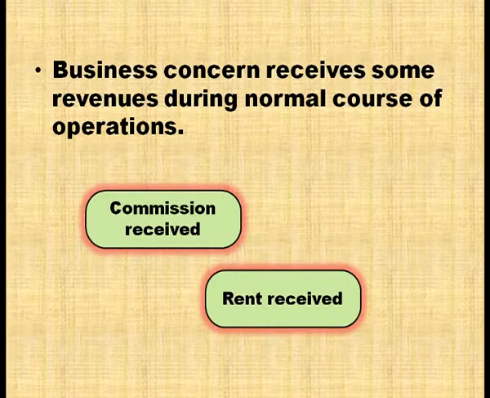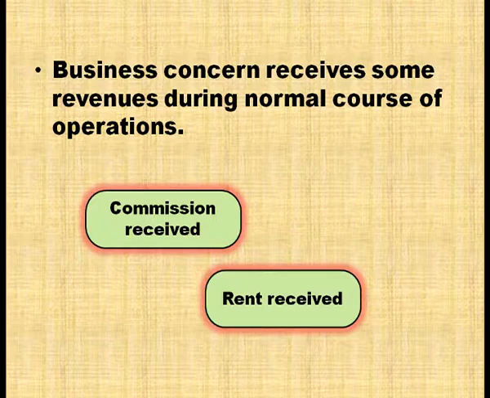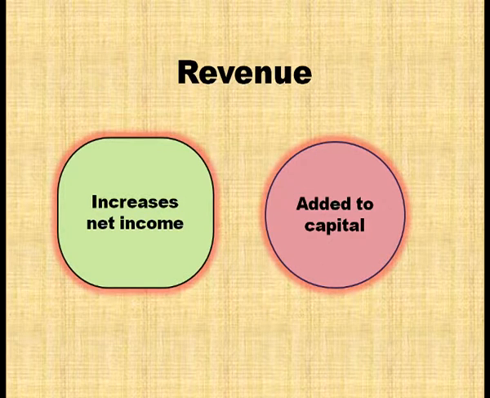Business concern receives some revenue. Just now we have mentioned about expenses. So, we have to consider revenue also. Business concern receives some revenue during normal course of operations. Which can be the revenue items? Commission received, rent received, etc. can be revenue items. Revenue is received in cash. So, it is added to the cash balance. Revenue increases net income. So, it is added to the capital.